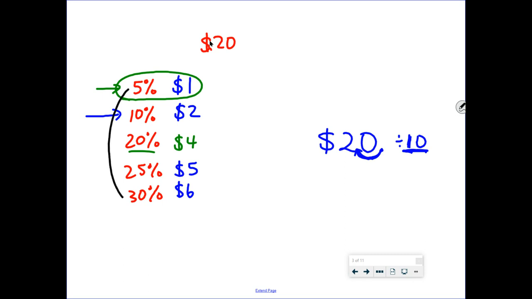5 times 6 is 30, so 1 times 6 is 6. Cool? All those different options. So once you know how to find 10%, you can find pretty much any percent. Usually the ones that add up to 5 are multiples of 5. That's a key term right there. But most of the percents are going to be that.